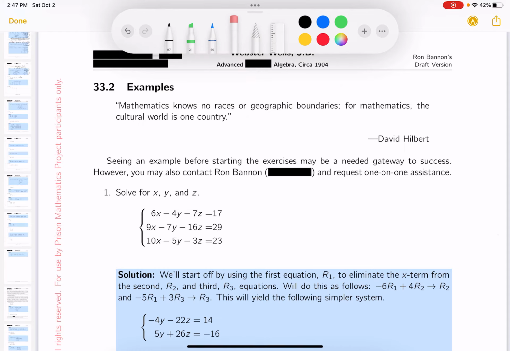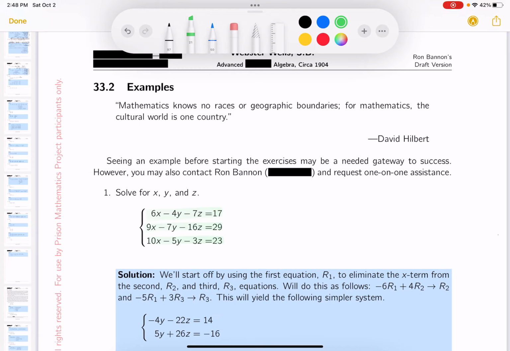But what I'm going to do is try to make the system of equations more manageable. I'll do that by eliminating the x from the second equation using the first one. As I do this, though, I'm going to be calling these things rows. So row 1, row 2, row 3. When I refer to row 1, I'm referring to 6x minus 4y minus 7z equals 17, which is an equation, but I'm still referring to it as a row. If I refer to the second equation, I'll call it row 2. The third equation, I'll call it row 3.